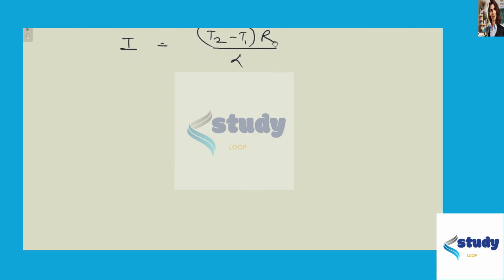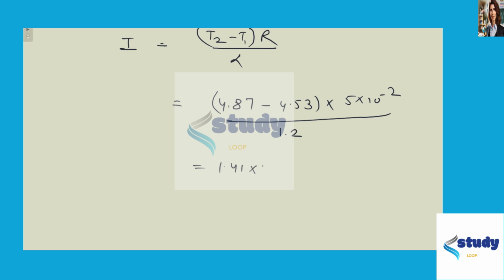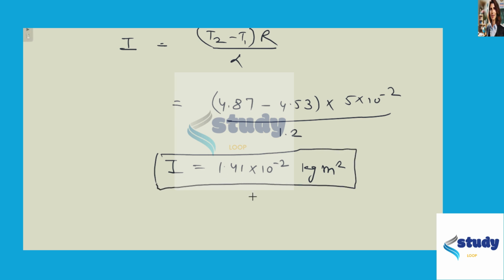Now put all the data in this equation. So T2 is 4.87 minus 4.53 into R, which is given to us, that is 5 into 10 to the power minus 2, upon alpha we had calculated, that is 1.2. From here we get 1.41 into 10 to the power minus 2 kilogram meter square. So this is the value of rotational inertia, and this is our answer for this given question.